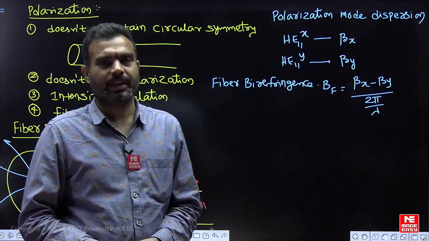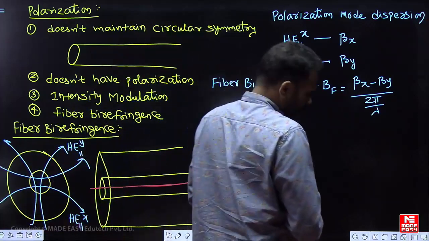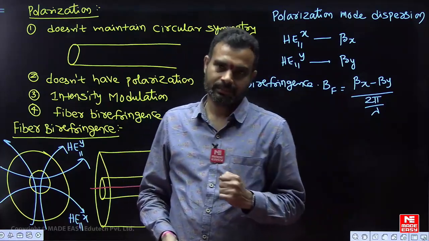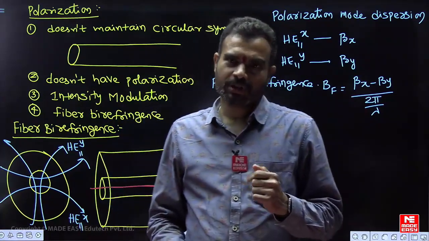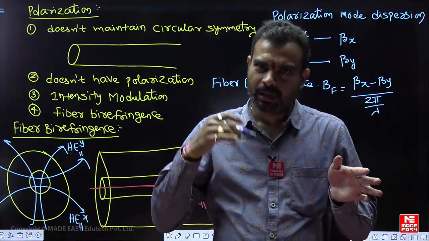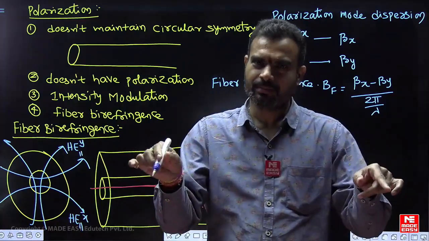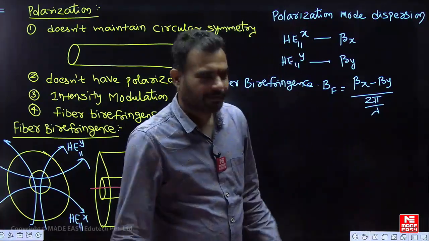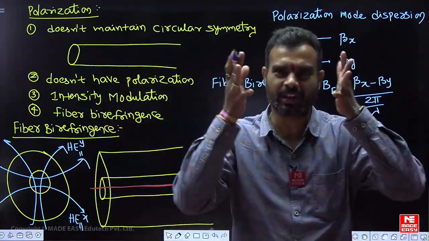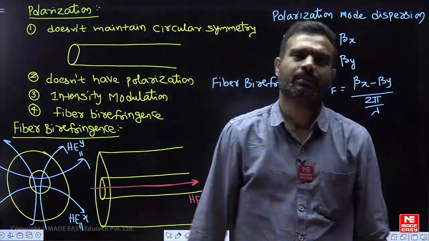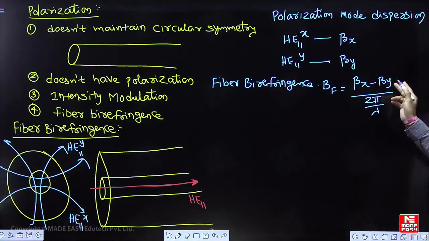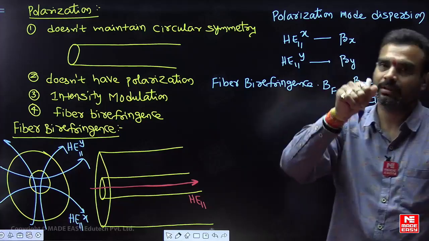Please see here one more point, that's point number 2. If beta x and beta y travel with the same velocity, meaning the propagation constants of HE11x and HE11y are the same, then the difference becomes equal to 0. There is no fiber birefringence; the two modes are traveling with the same uniform velocity. If they move with different velocities, you can use that parameter to find out the fiber birefringence.